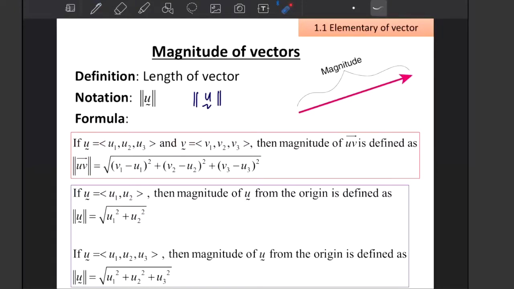as like this: v1 minus u1. We minus the same component, and then you square. Plus v2 minus u2 and square, v3 minus u3 square. If the vector starts from origin, then we have this formula.